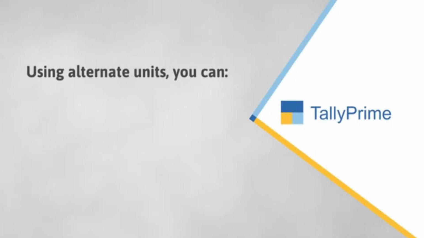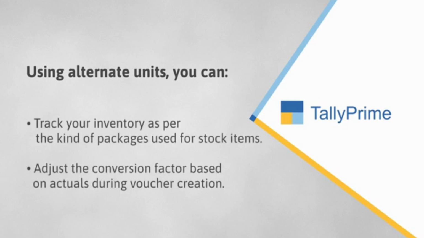As you saw, TallyPrime has an excellent feature of alternate units for stock items that enables you to track your inventory as per the kind of packages in which you are selling or purchasing the entity. Moreover, it gives you the flexibility to adjust the conversion factor based on actuals while recording transactions, and rest assured your inventory will remain accurate.